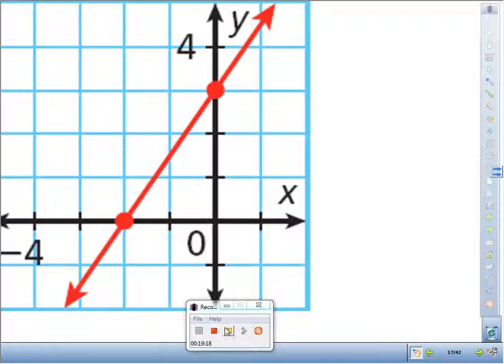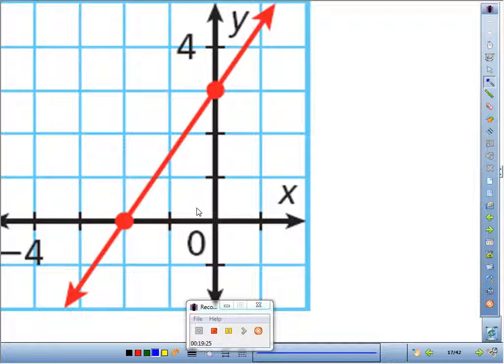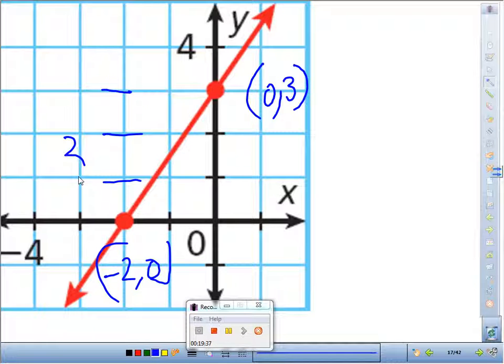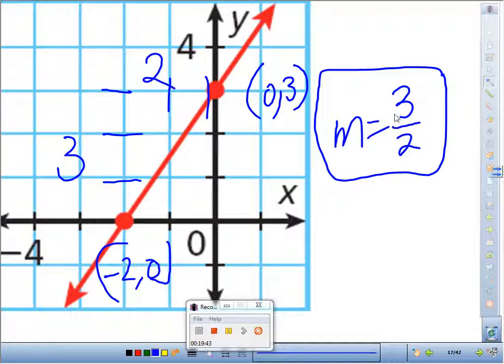Copy that. Identify your points, write your coordinates, and find me the slope. Go. Alright, so you should have written 0, 3. Is that correct? And negative 2, 0. So then, therefore, it's 1, 2, 3, and 1, 2. So my slope is 3 over 2, and we're going to leave it like that. It's simplified to lowest terms as long as it's not in mixed number or decimal. Are we there? All right, let's go to the next one.